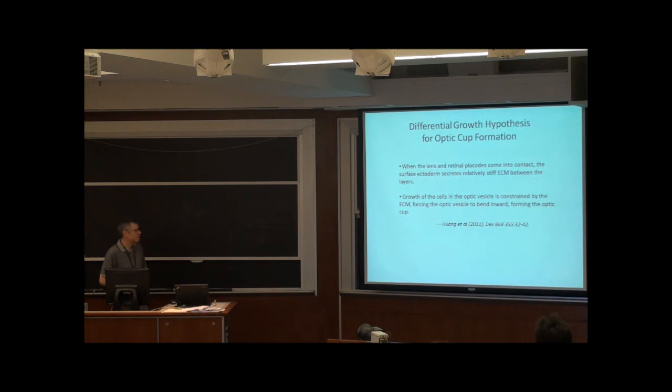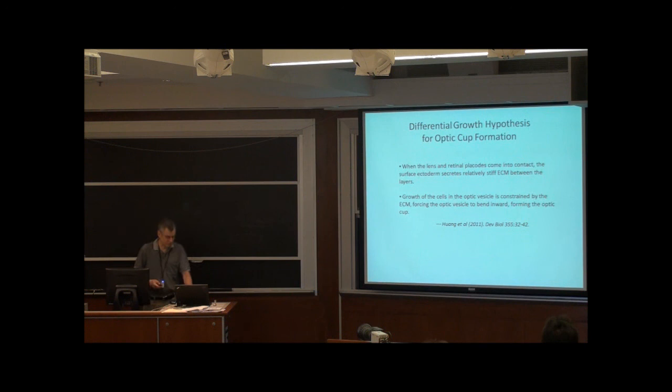Dave Beebe's group hypothesized the following. When the lens and retina placodes come into contact, the surface ectoderm secretes a relatively stiff matrix between these two layers. This matrix then constrains future growth. The cells are still dividing in these layers, and the growth of the optic vesicle, the bulging part on the inside, is constrained by this matrix, forcing the optic vesicle to bend inward. Because, again, it's like a bilayered beam: you have a stiff layer and a growing layer, and it forces an inward bending.